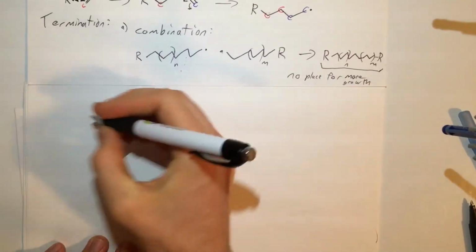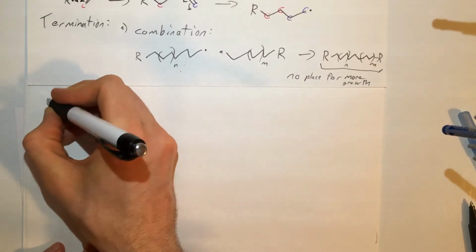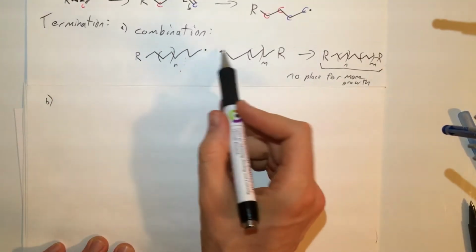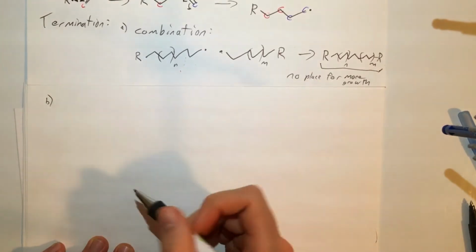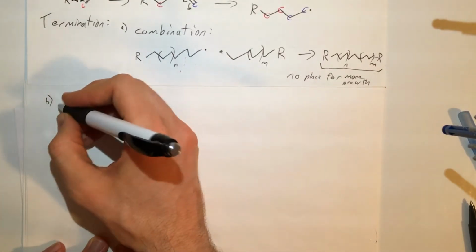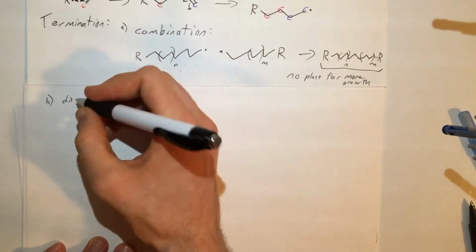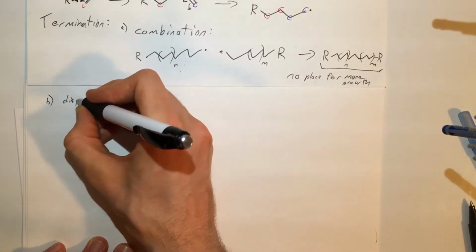So now let's talk about another option for termination. So like combination, it involves two free radicals from growing chains interacting with each other, but this one has a different name and a different process. So this one is called disproportionation, D-I-S.